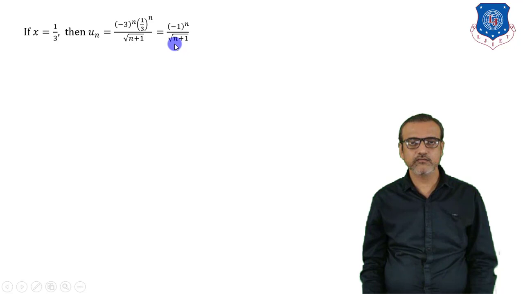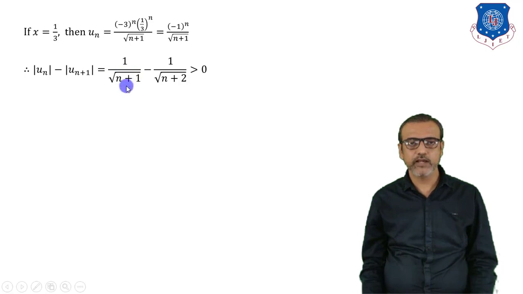Now this is an alternating series, so to check the convergence of this series we will apply the Leibniz test. Therefore, first condition: modulus of un minus modulus of un plus 1. This is modulus of un, neglecting (minus 1) raised to n. So this is 1 upon square root of n plus 1, minus, replacing n by n plus 1 in modulus of un, you get modulus of un plus 1. So it is minus 1 upon square root of n plus 2, and this is greater than 0.